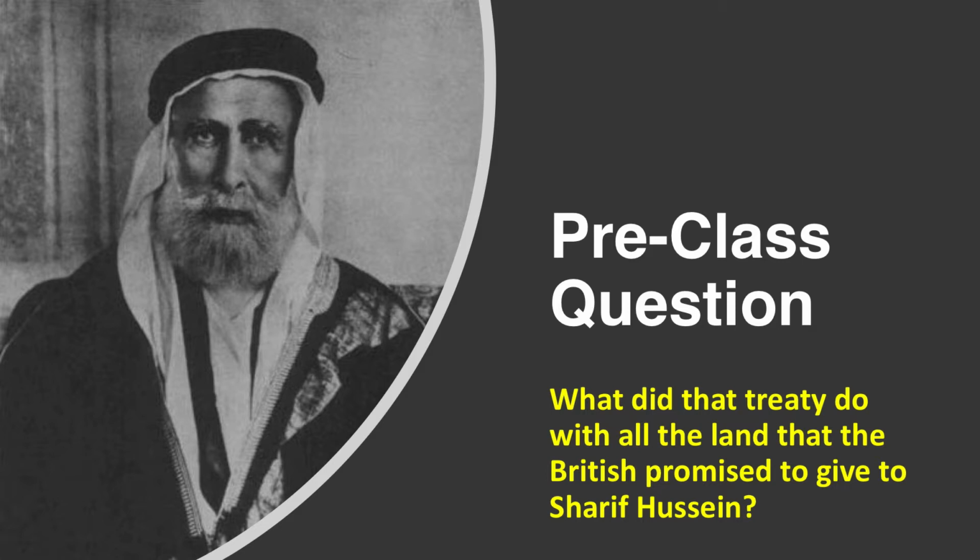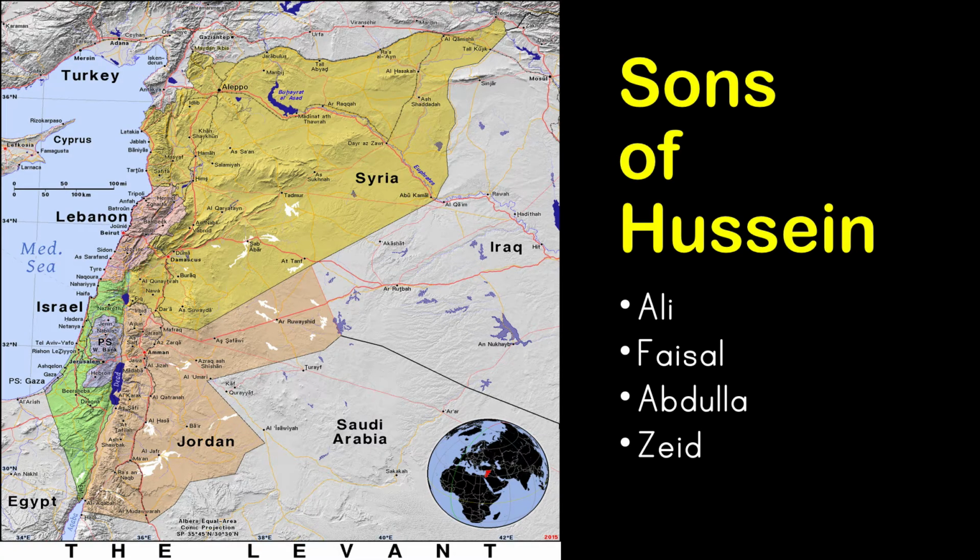They promised him land in return for his pushing out the Ottomans. And of course, the British did not keep their promise, because at the same time, two people, Sykes and Picot, were carving up a post-World War I Ottoman Empire, and Sharif would not get everything that they had promised to him. Well, he had four sons.